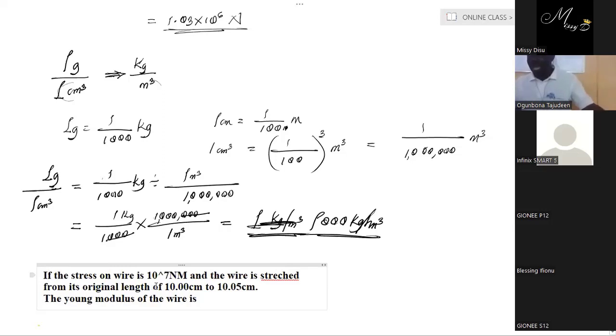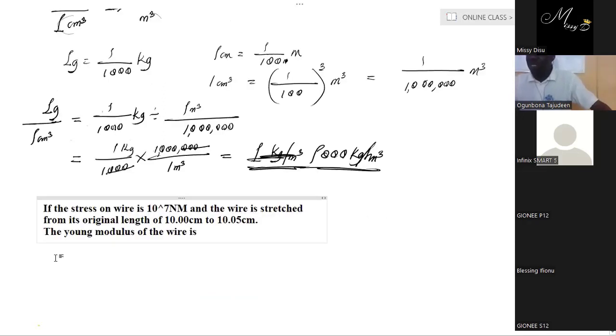If the stress on a wire is 10 raised to power 7 Newton per meter, it should be Newton per square meter. The unit is Newton per square meter, and the wire is stretched from its original length 10 centimeter to 10.05 centimeter. The Young modulus is dash.